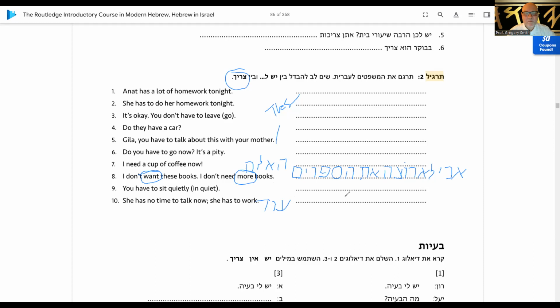Okay, so then we would put I don't need, ani zarich, or lo zarich. It's going to be lo. That's going to go in there. I don't need, lo zarich, and then od. That old word means more. And then sfarim. Okay, so more books. All right, let's see what they have in the answer key for number 8.